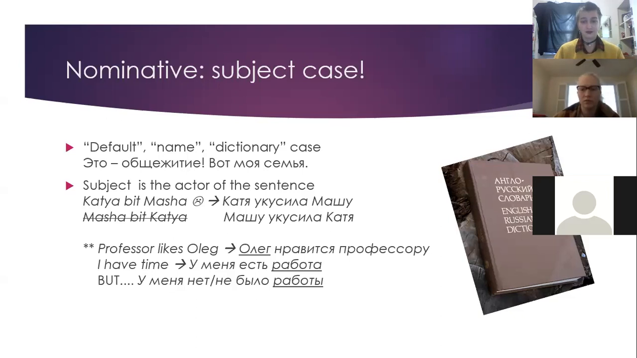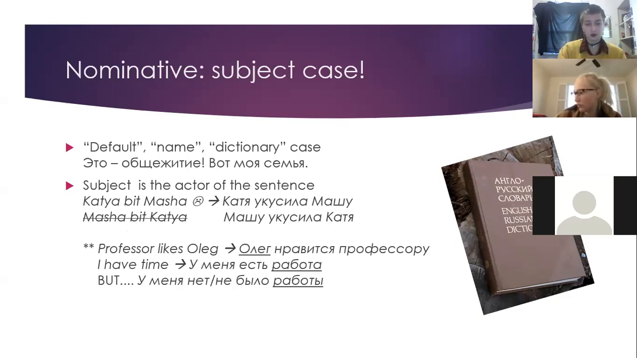In Russian, because your subject is nominative, you can always be sure that it's Katya who did the action, who is the actor of the biting. And you can just flip them around. Машу укусила Катя. Because Katya is nominative and Masha is not, we know for sure who did what to whom. So who was the subject, the actor, and who was the object.